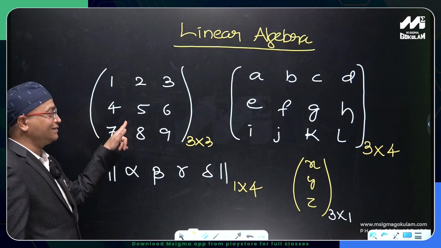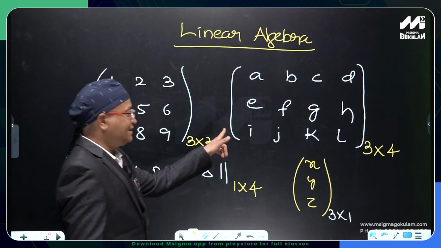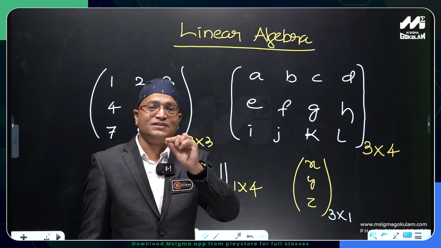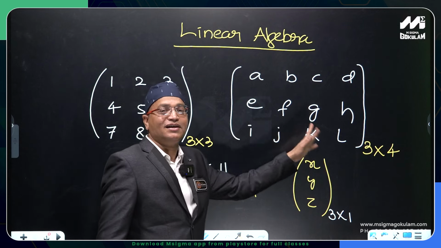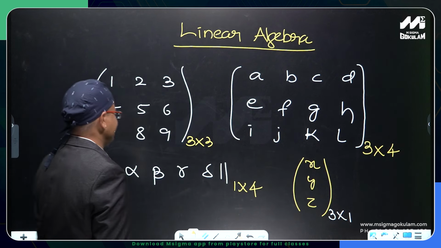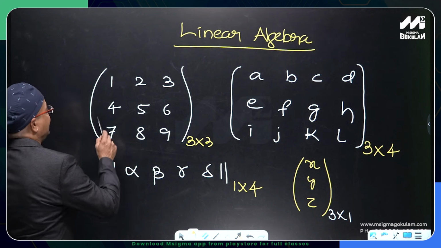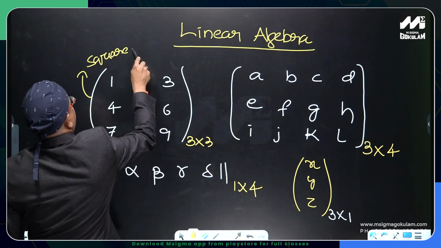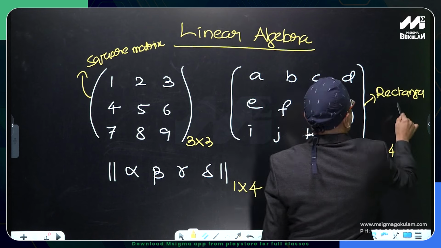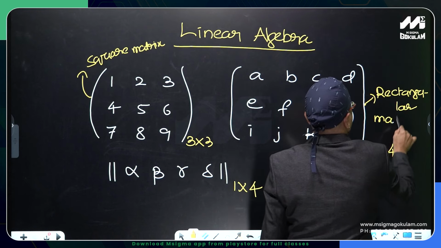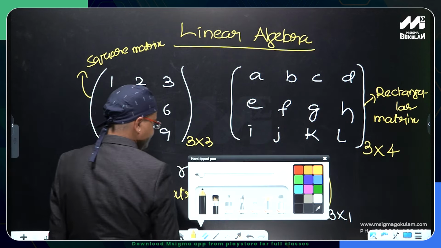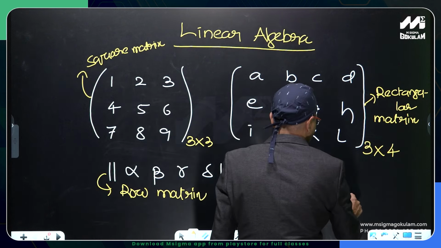It is called a square matrix because the number of rows and columns are the same. This is a rectangular matrix. Three rows are there, four columns are there. So, the number of rows and number of columns are not the same. Then it is a rectangular matrix. Only a single row is there. It is a row matrix. A single column is there. It is a column matrix. So, here I write clearly: it is a square matrix. This is a rectangular matrix. It is a row matrix. This is a column matrix.